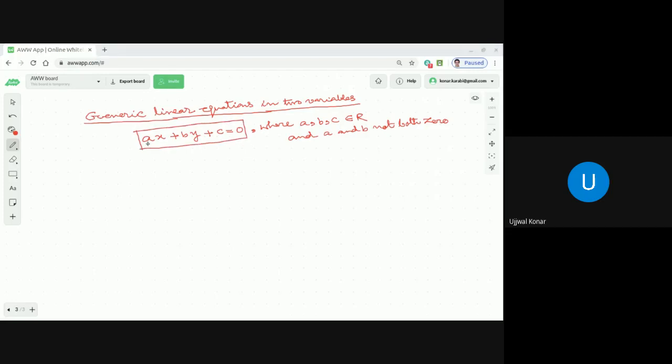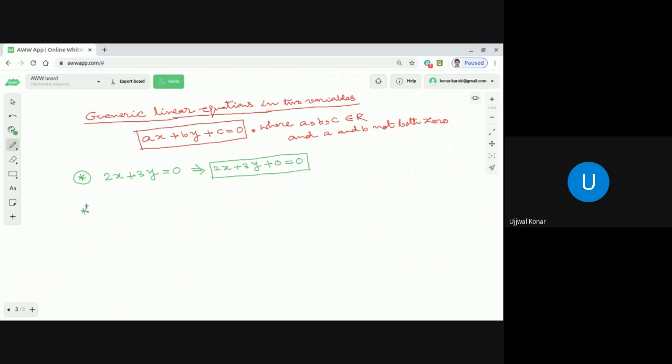Let us take some examples. The first example I can write is 2x plus 3y is equal to 0. Yes, we can write this in the form of a generic linear equation in two variables. How? It is 2x plus 3y plus 0 is equal to 0, which is in the form of ax plus by plus c is equal to 0. Here c is equal to 0, by the way.